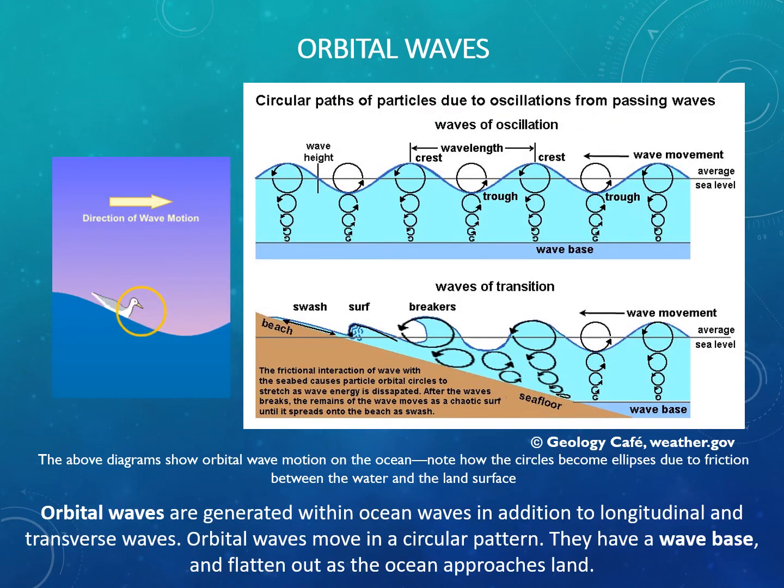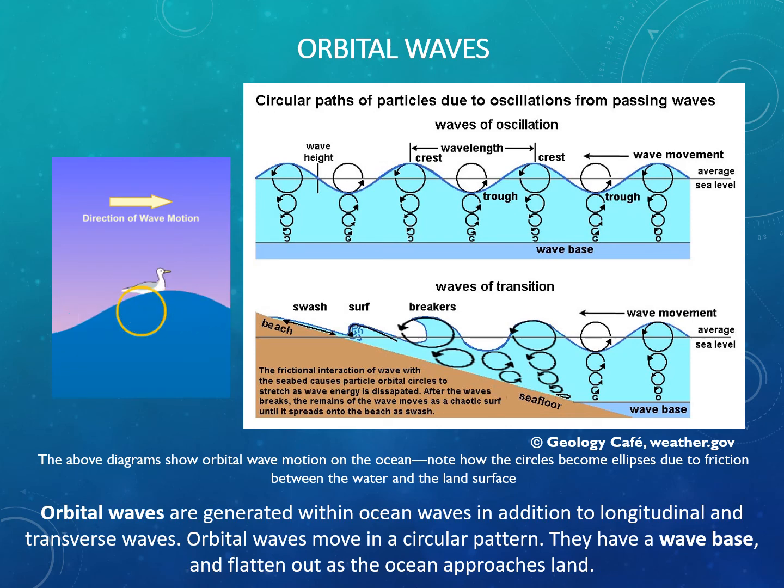Orbital waves are generated within ocean waves in addition to that transverse wave motion that I discussed with you previously. Orbital waves move in a circular pattern. They have a wave base, or a limit to the orbital motion path, and they flatten out as the ocean approaches land. This GIF of a gull sitting on top of a wave shows the orbital motion beneath it, causing it to move, yet not change its initial position.